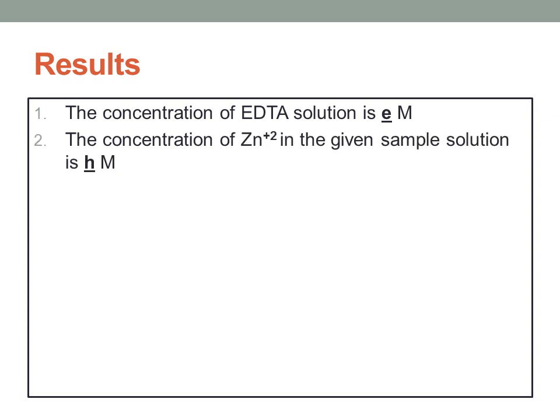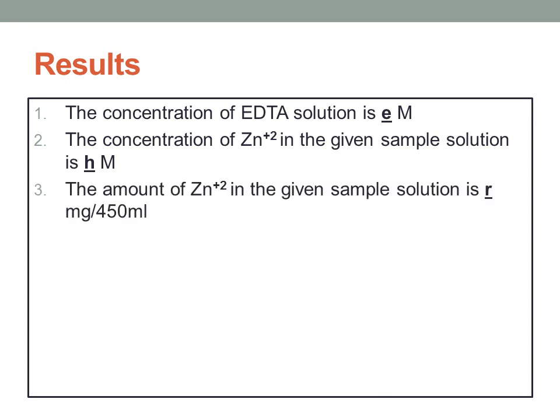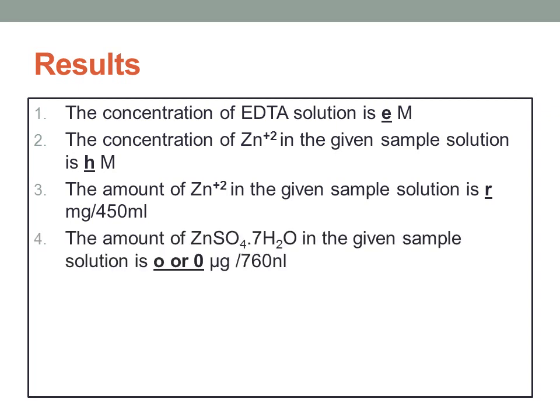Results that you found out are the concentration of EDTA solution is E molar, the concentration of zinc plus 2 in the given sample solution is H molar. Whatever you are getting you will report here. The amount of zinc plus 2 in the given sample solution is R milligram per 450 ml. The amount of zinc sulfate heptahydrate in the given sample solution is O microgram per 760 nanoliter.